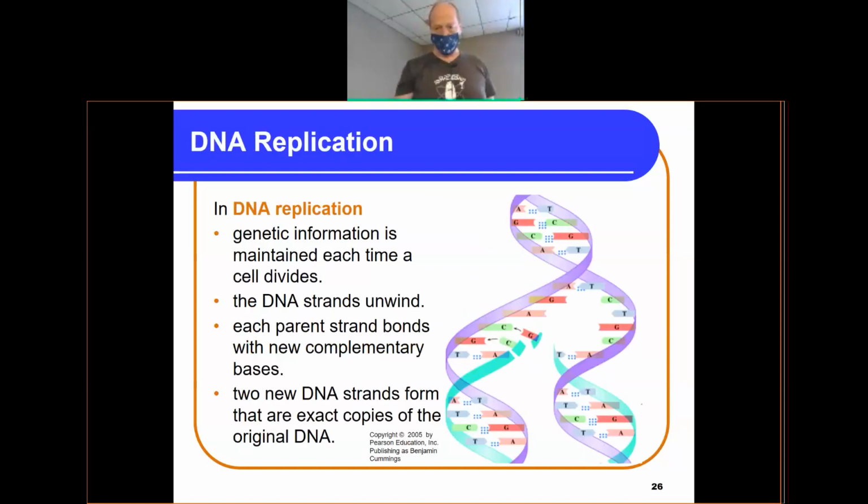All right, and so that's how DNA replication works. You're going to bring in the base pair, and it is going to line up perfectly. So you have the parent strand, it's going to separate, and you're going to get two identical strands called the daughter strands. And that is just DNA replication.